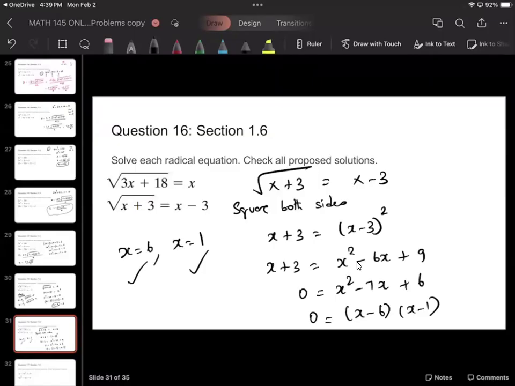Right? 6 plus 3 is 9. And 6 minus 3 is 3. That's correct. Oh, wait. Only one. This doesn't work for you. Only this works. Because 1 minus 3 is negative 2, right? And square root of 1 plus 4 is positive 2. So there's only one solution.